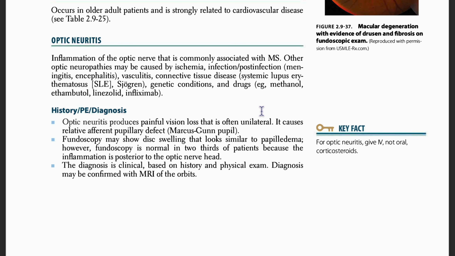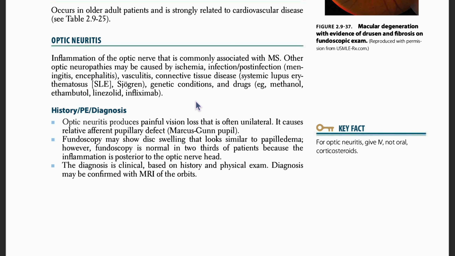Other optic neuropathies may be caused by ischemia, infection, post-infection such as meningitis, encephalitis, vasculitis, connective tissue disease like SLE and Sjogren's, genetic conditions, and drugs. For example, methanol, ethambutol, linezolid, and infliximab. History and physical examination and diagnosis.